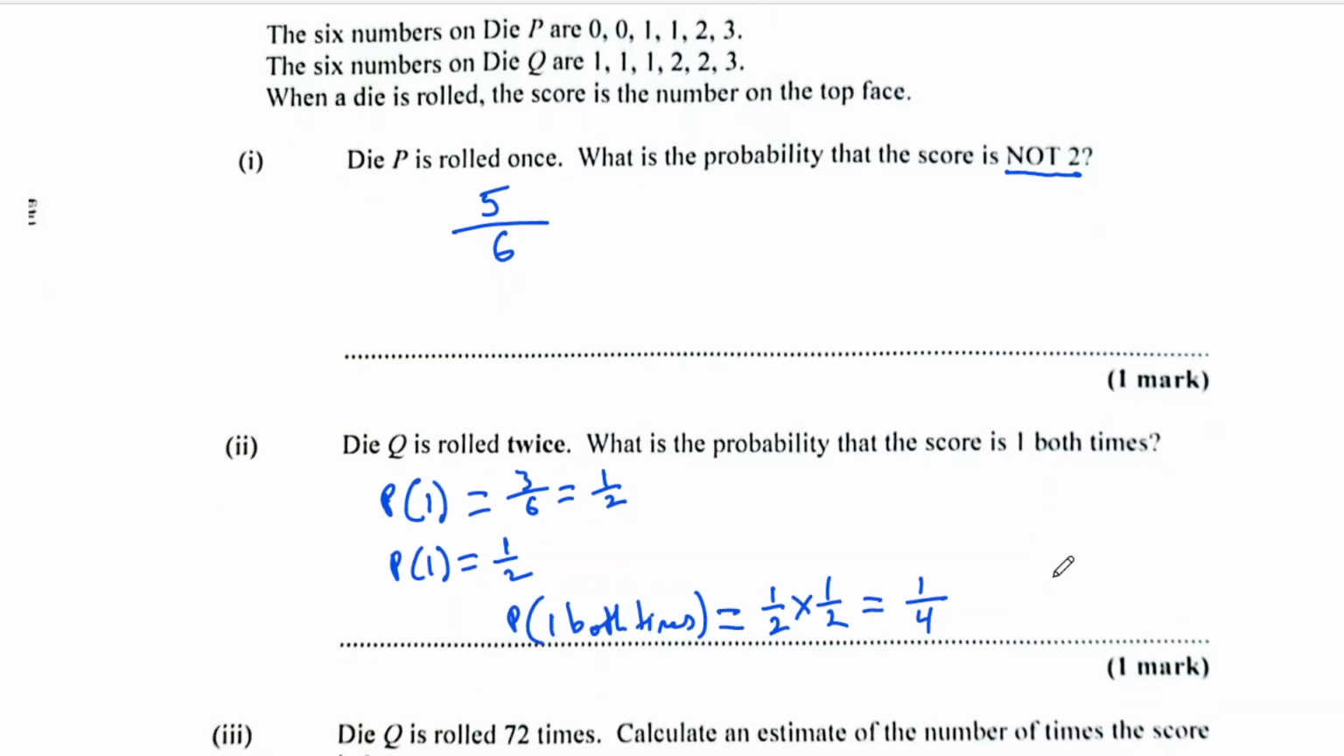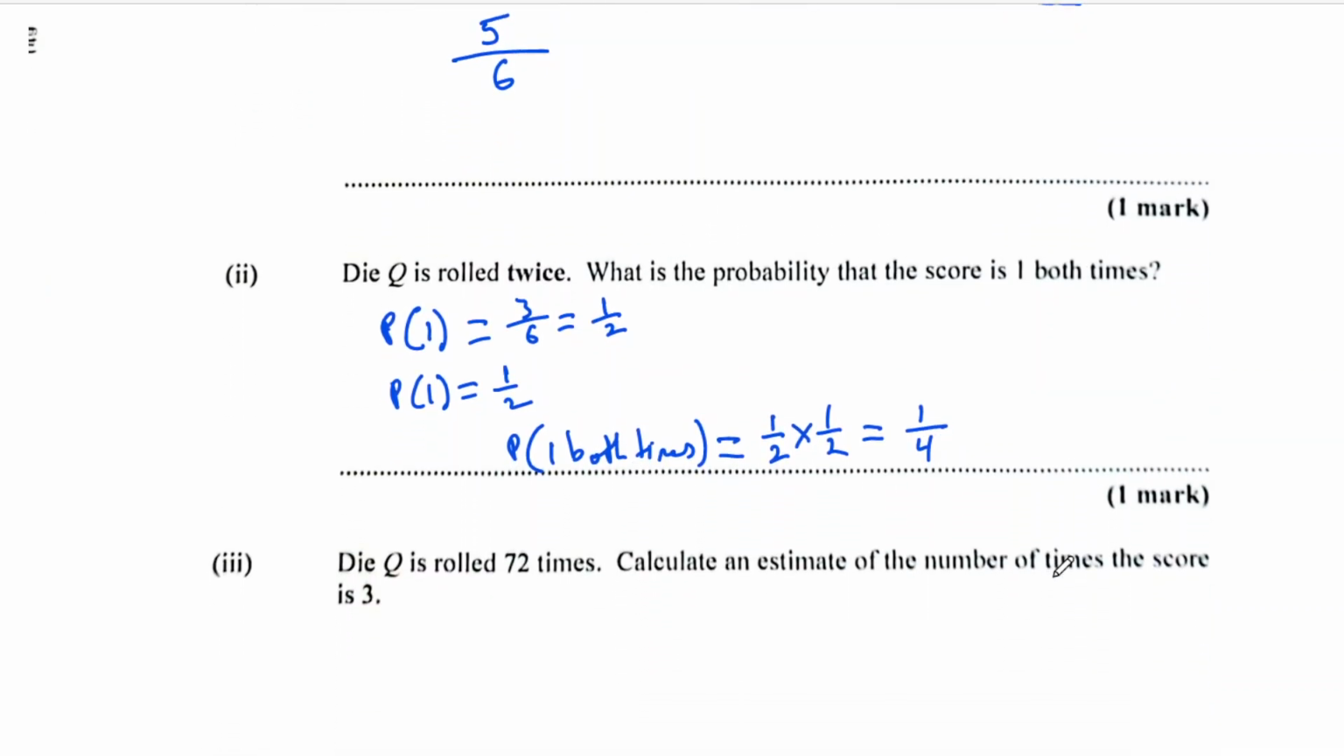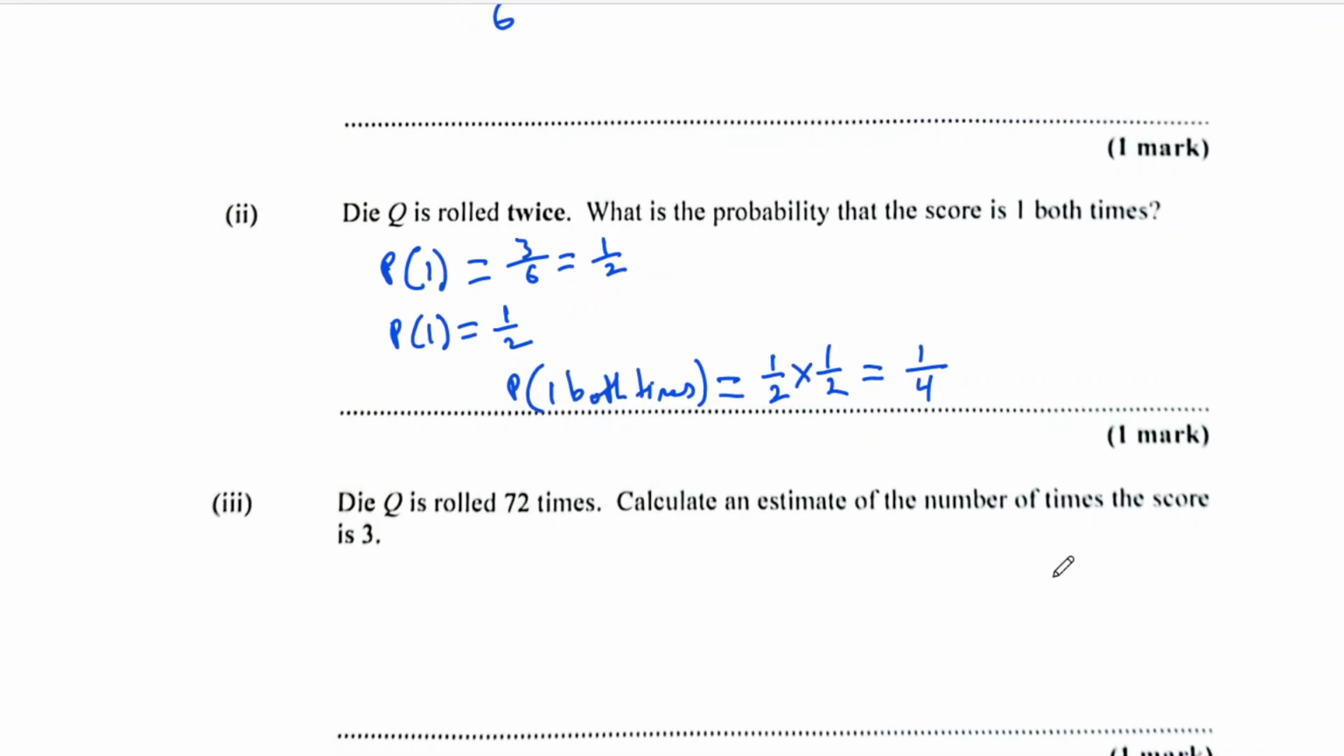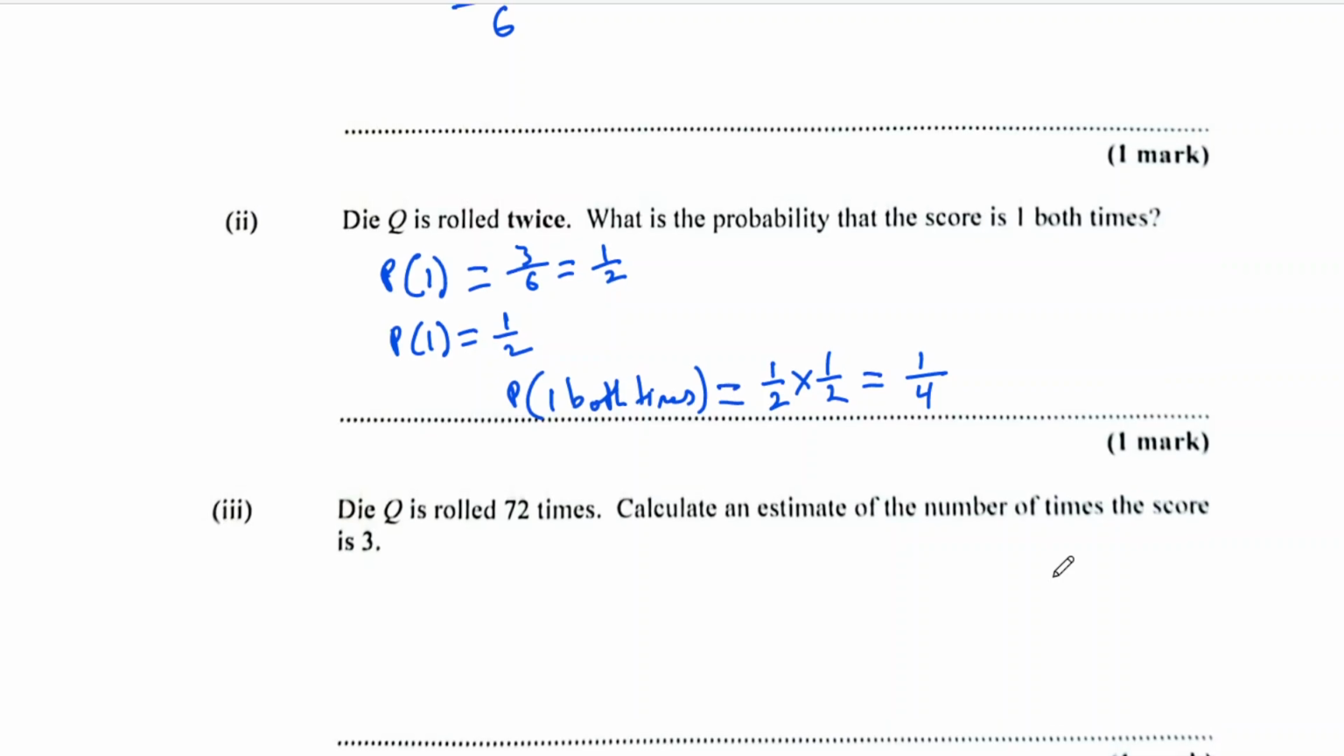Right, what next here? This question is a long one. Die Q is rolled 72 times. Calculate an estimate of the number of times the score is 3. So now they're telling us they're rolling this die 72 times and they want to know how many times we expect it to land on a 3. Notice they use the word estimate. Obviously it's not something that's going to happen exactly in real life. If you roll this die 72 times, the answer we work out here wouldn't really be the answer you'd get in real life, but it's an estimate.